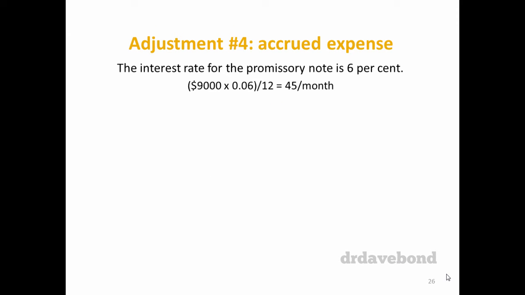All right, second last one. There is a point as we're going through all this. One, we've got to do the adjustments, but secondly, especially with the last one, we start to get a glimpse as to where people talk about creative accounting. The fifth adjustment, that's where we start to see how this can happen. Adjustment 4, accrued expense. The interest rate for the promissory note is 6% per annum. So for $9,000 borrowed at 6% over 12 months gives you $45 a month.